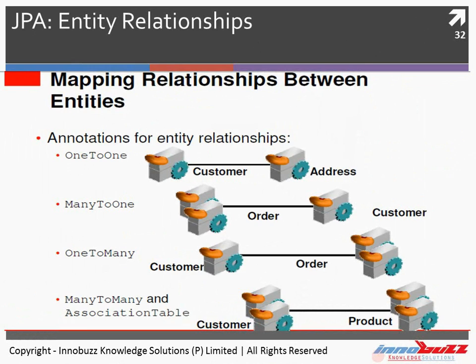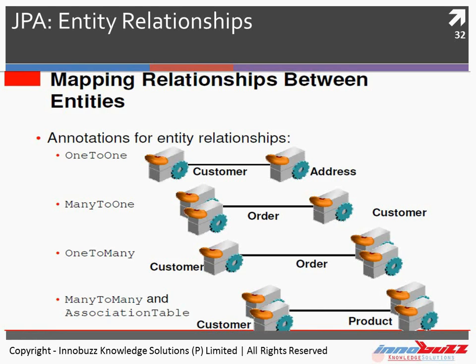We also have entity relations. When we have entity beans mapping to a table, which is nothing but a Java object mapping to a table in a database. Suppose we have a Java class called customer, another Java class called address, and a Java class called order. In this case, you will have many relationships between the tables, or you can call them Java objects.